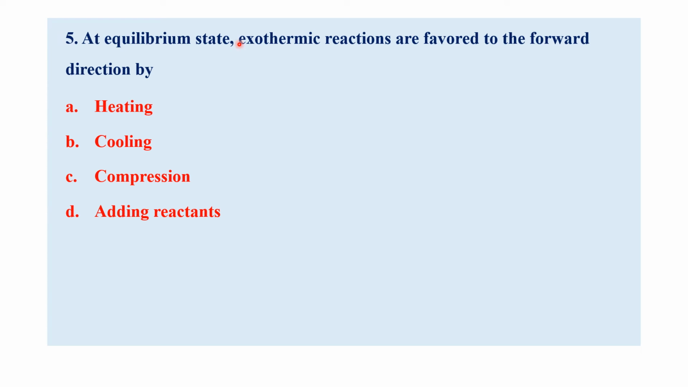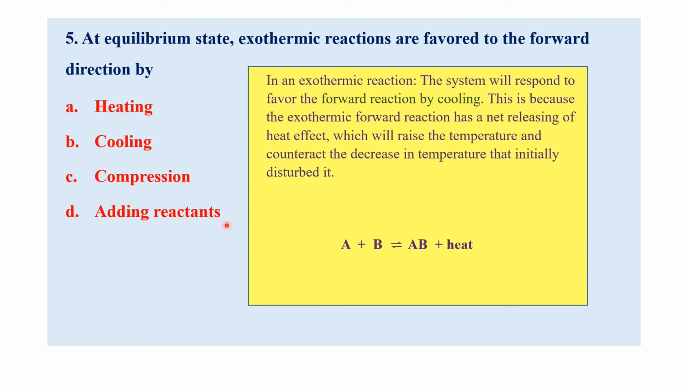At equilibrium state, exothermic reactions are favored to the forward direction by heating, cooling, compression, adding reactant. So we will look at Le Chatelier's principle. According to this principle, if a system in equilibrium is disturbed by changing the temperature of the system, by adding reactants or by changing the pressure of the system, it will shift in that direction in order to compensate that change. So here the exothermic reactions are given. This means that heat is lost from the system. So A plus B, this is a general reaction, it will produce AB and heat is lost.